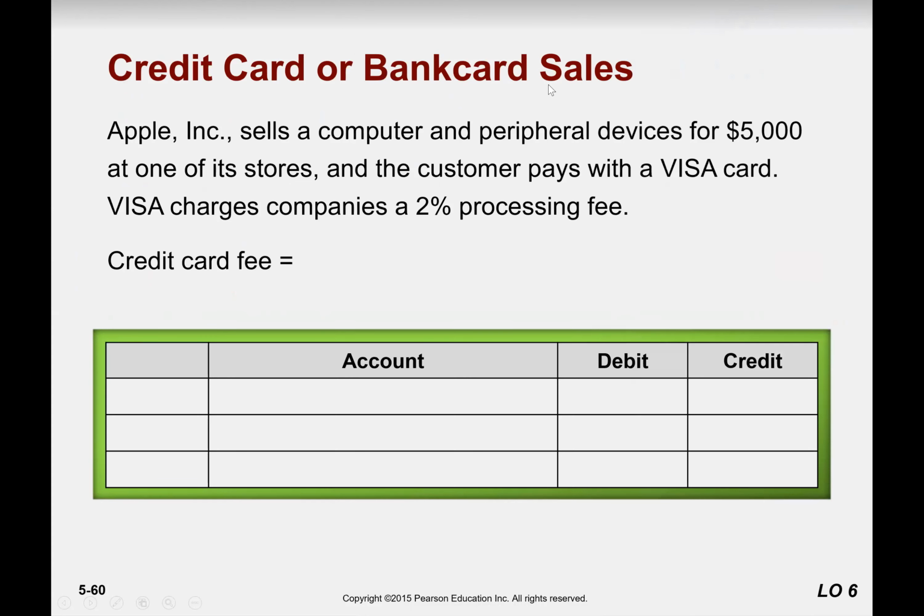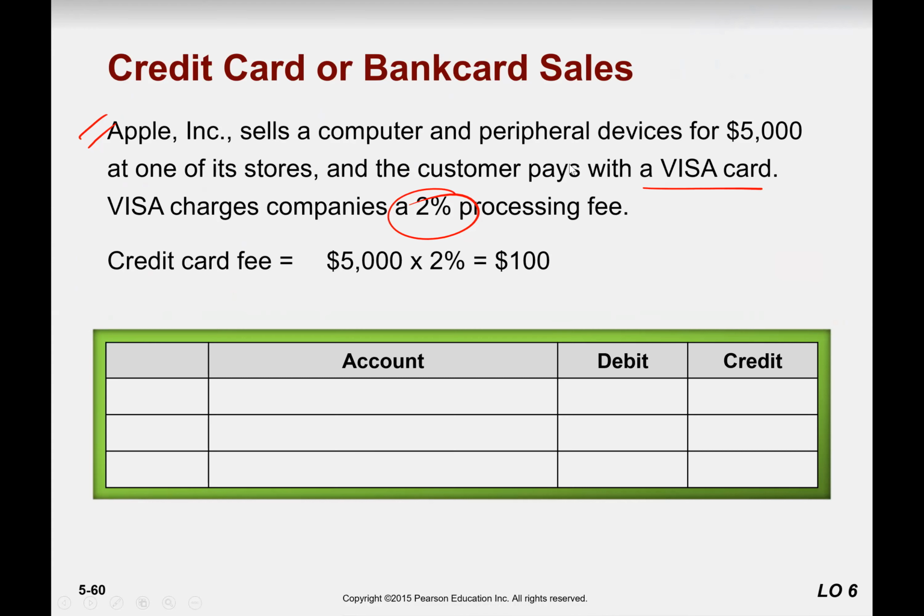So credit card and bank card sales just need some entries and that's it. Let's read the illustration here. Apple Corporation sells a computer and peripheral devices for $5,000 at one of its stores. The customer pays with a Visa card. Visa card charges 2% processing fees. So what is the fee? 2% processing fee, 5,000 multiplied by 2%, is 100.